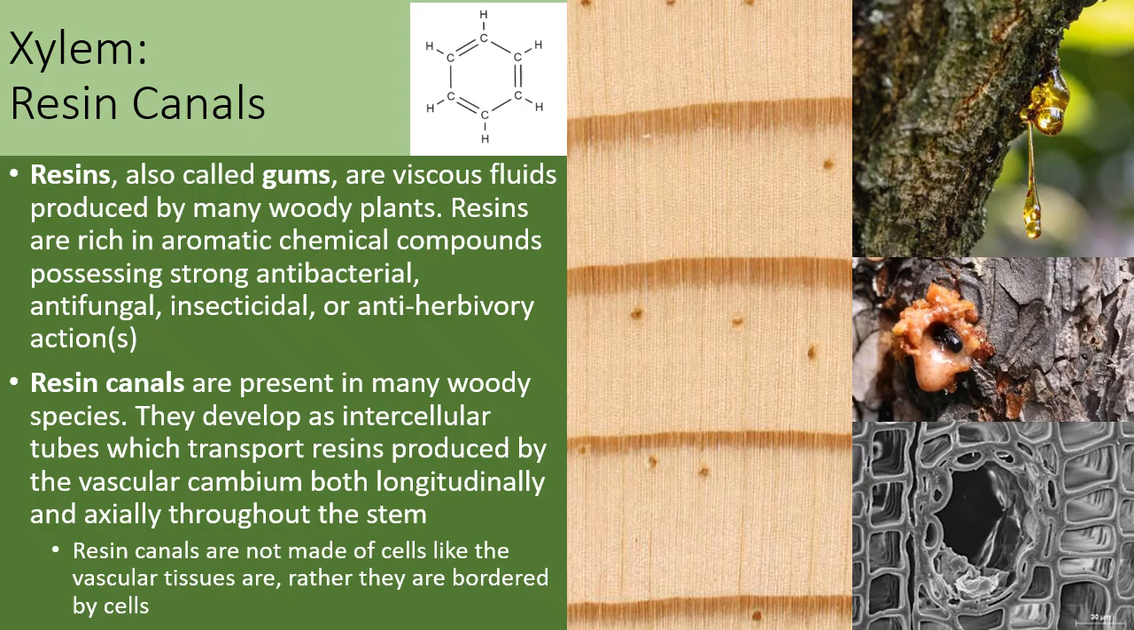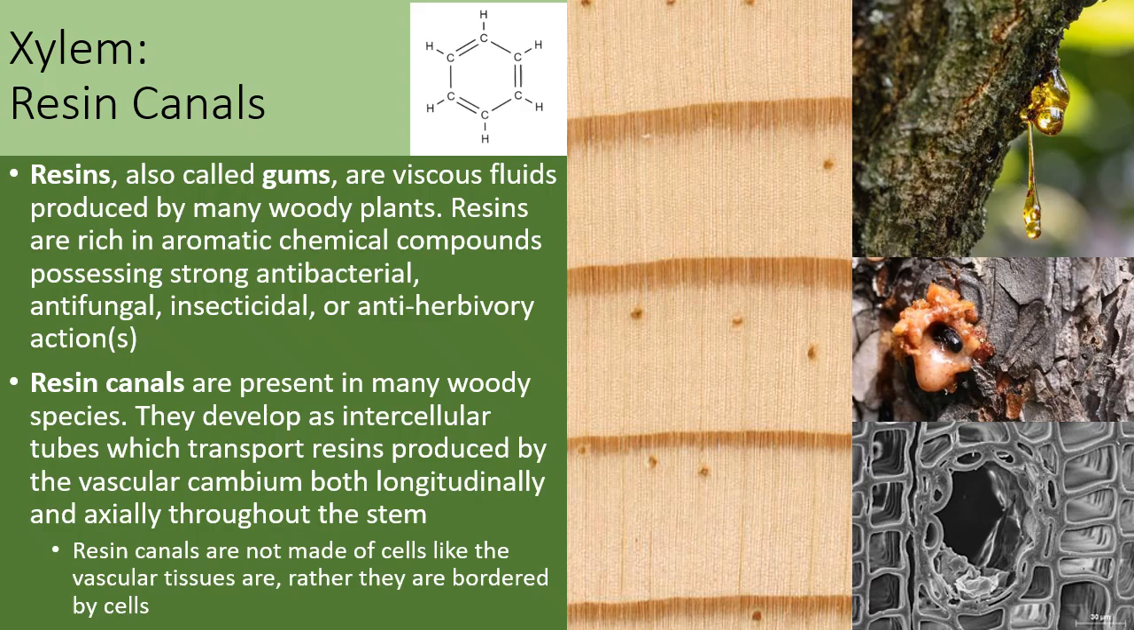So resins are primarily defensive, and they're often toxic. They're usually very antibacterial, antifungal, insecticidal, and they also deter herbivores. And they do that with aromatic compounds. We think of aromatic as fragrant, but what makes them fragrant or aromatic often is this carbon ring structure. In this top image on the left is a diagram of the chemical benzene, an example of an aromatic compound with these carbon rings.